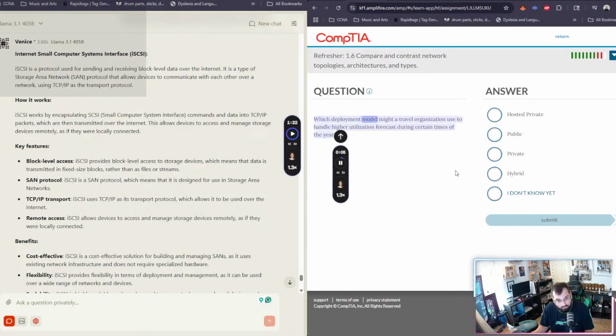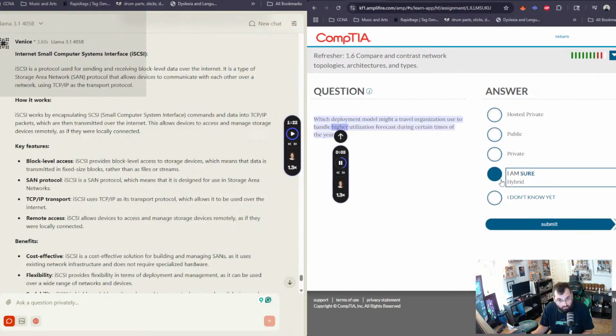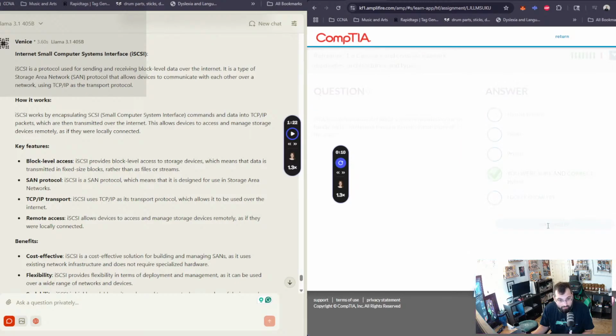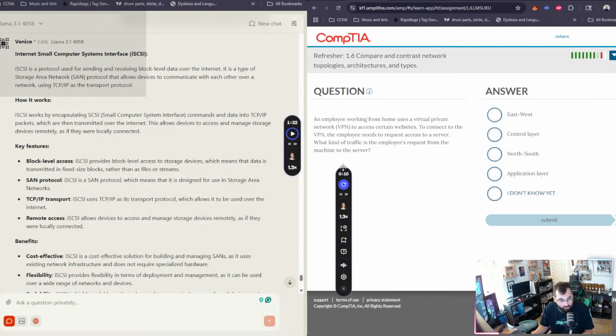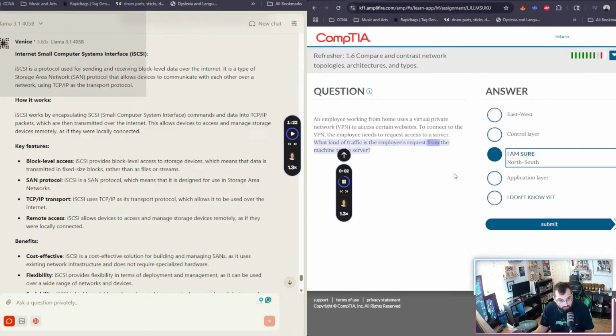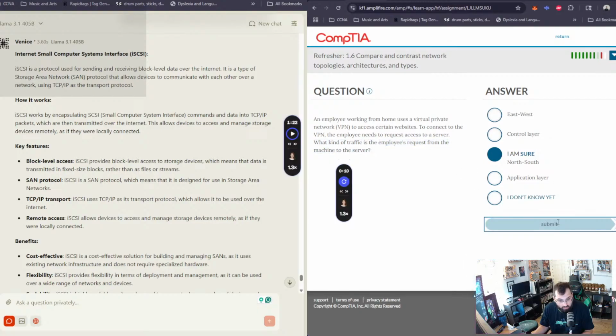Which deployment model might a travel organization use to handle higher utilization forecast during certain times of the year? Hybrid. Talked about that. I'm getting tired, I'm not gonna lie. An employee working from home uses a virtual private network, VPN, to access certain websites. To connect to the VPN, the employee needs to request access to a server. What kind of traffic is the employee's request from the machine to the server? North to south.